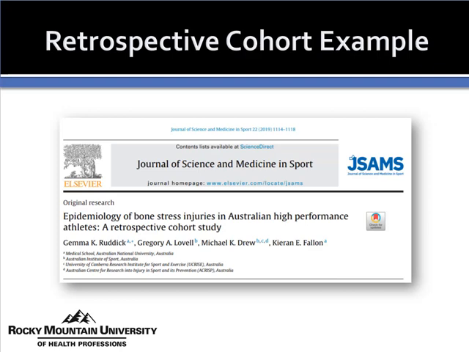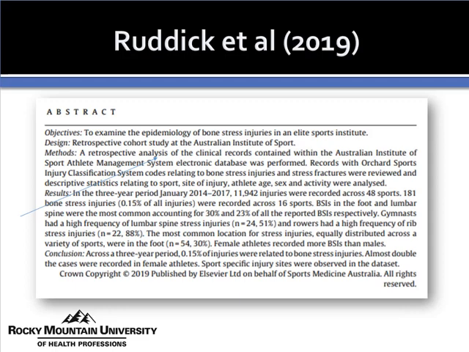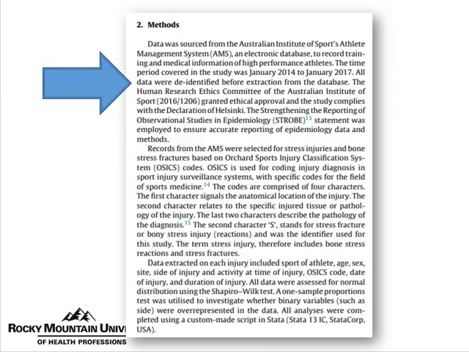So, how do you know if a study is a retrospective cohort study? Well, usually it says in the title. This is a great example here. Epidemiology of bone stress injuries in Australian high-performance athletes, a retrospective cohort study. If it doesn't say right away in the title, probably is going to say in the methods. So this is another example here where they're describing the methodology to access the record.